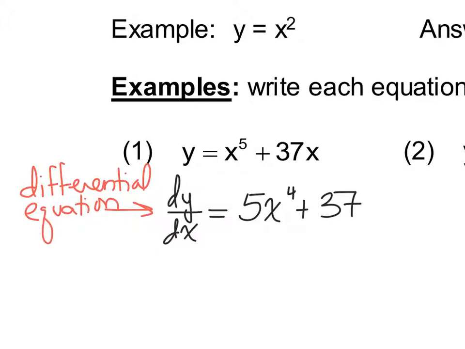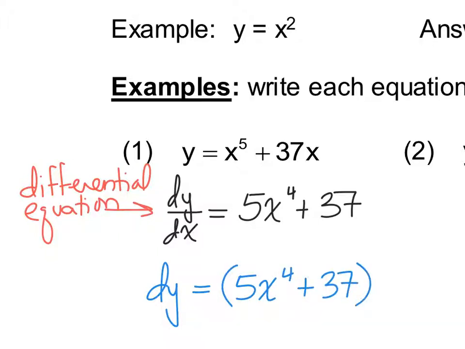The only additional step to this would be multiplying both sides by dx. So I'd end up with dy equals 5x to the fourth plus 37 dx. I'm multiplying both sides by a dx. That gives us the differential form.